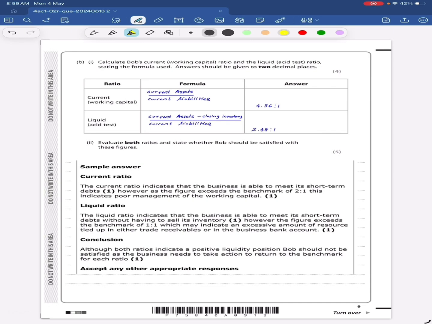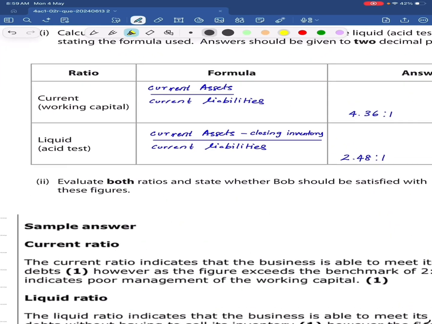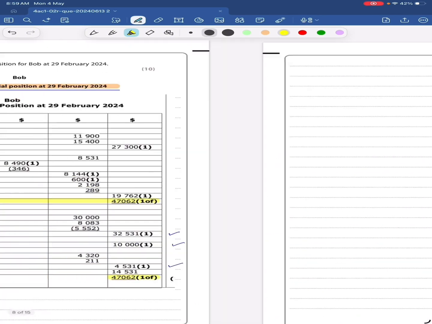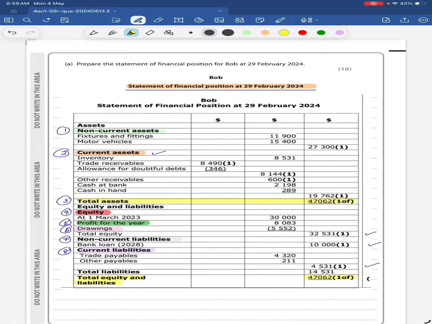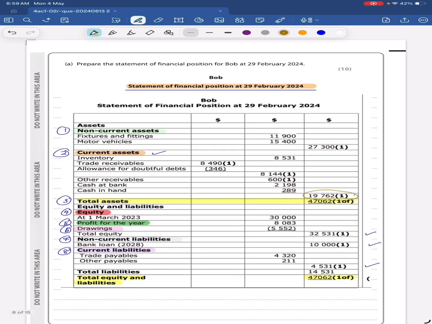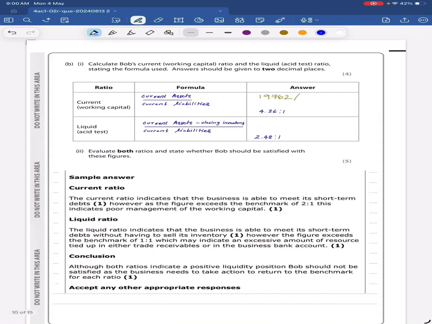Calculate Bob's current or working ratio and liquid asset ratio. Stating the formula used, answers should be given to 2 decimal places. So how do we calculate current ratio, current assets over current liabilities? So let's figure out the total current assets that we have. So the total current assets we have is 19,762. Divide this by the total current liabilities. We have 4,531.